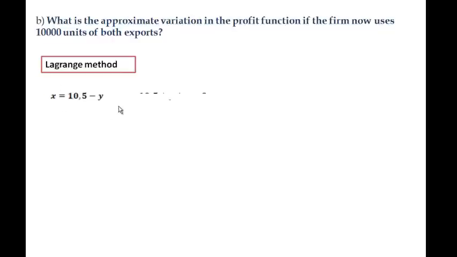Now it's time to solve the second part of the problem. What is the approximate variation in the profit function if the firm now uses 10,000 units of both exports? We need to use the Lagrange method. The Lagrange method introduces another variable inside the objective function to obtain the solutions. How to do it? We need to make our restrictions equal to 0 and introduce the Lagrange multiplier.